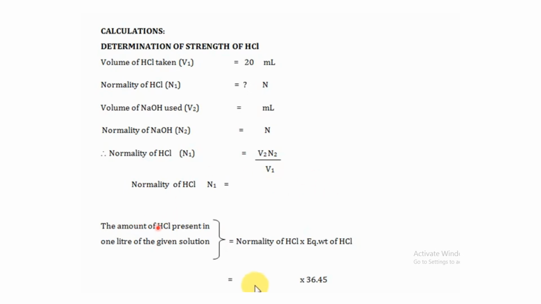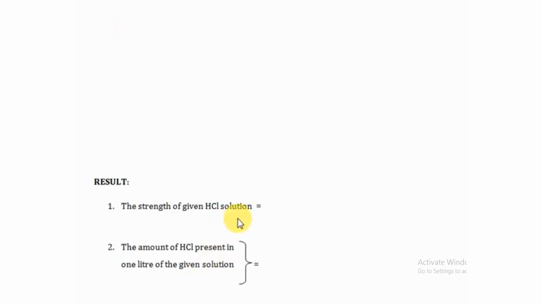To find the HCl concentration in 1 liter of solution, we have to multiply the normality of HCl, N1, with the equivalent weight of HCl. The equivalent weight of HCl is 36.5. So we will get the answer in grams. So the strength of the given HCl is its normality. The amount of HCl present in 1 liter of the given solution is in grams. So this is the calculation part. We have covered the theory. Thank you.